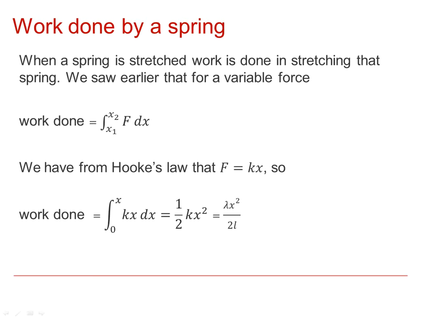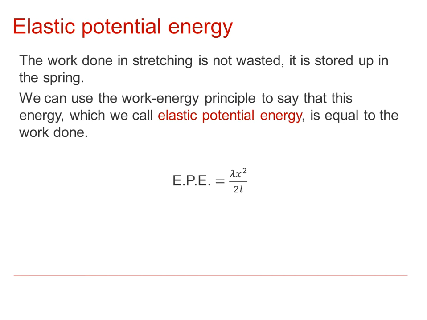Now it turns out that k is equal to lambda over 2L, where lambda is the constant for a particular spring, and L is the natural length of the spring. So we have that the work done, or the stored energy, is equal to lambda x squared over 2L. So in systems we can use this in the same way as we use gravitational potential energy and include it in energy calculations.